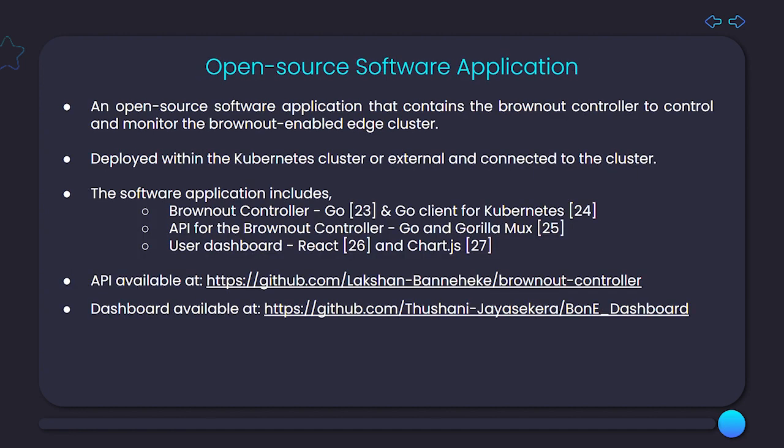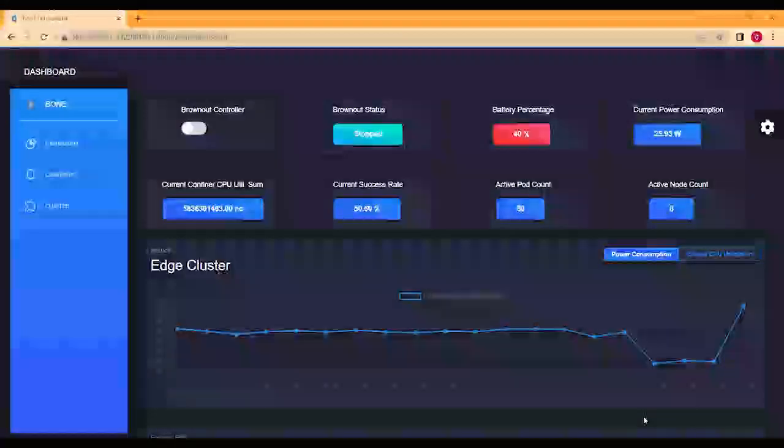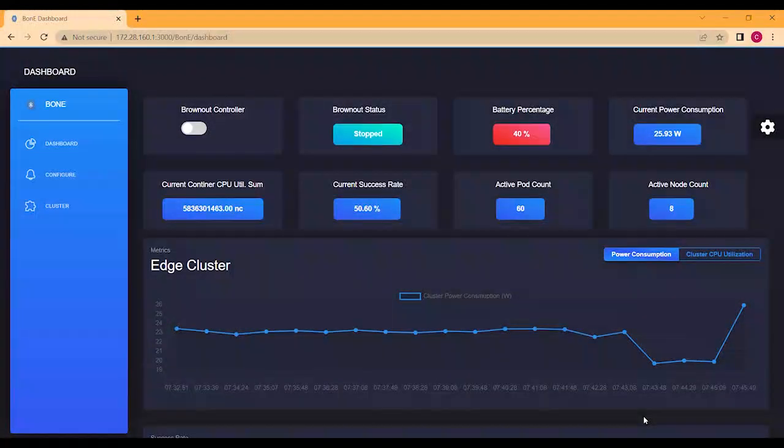The developed Brownout controller is delivered to the client using an open source client application we developed. This application can be deployed within the Kubernetes cluster or externally and connected to the cluster. The application will include the Brownout controller API and use a dashboard which exposes the Brownout controller to the client. We developed an open source software application that contains the Brownout controller, the API developed using Go and Gorilla Mux, and the user dashboard developed using React and Chart.js.